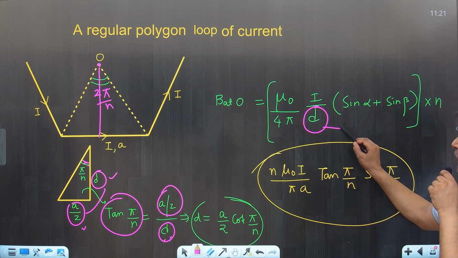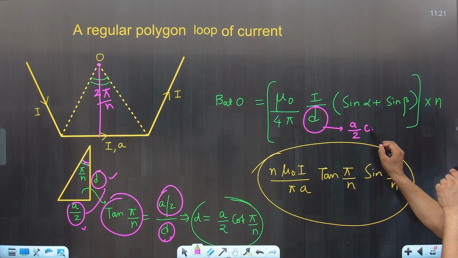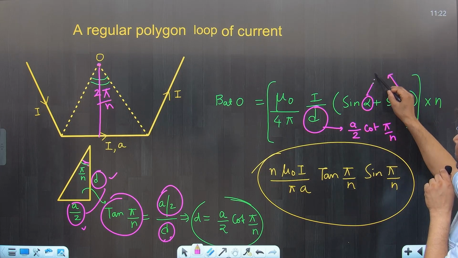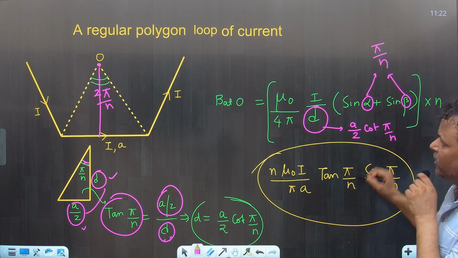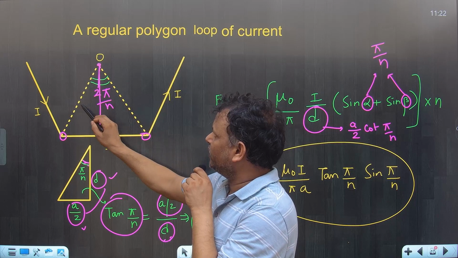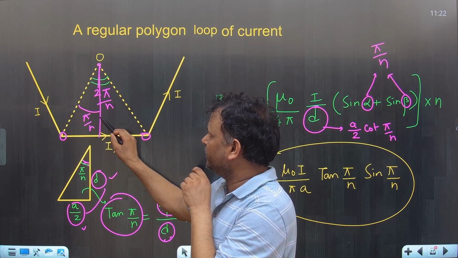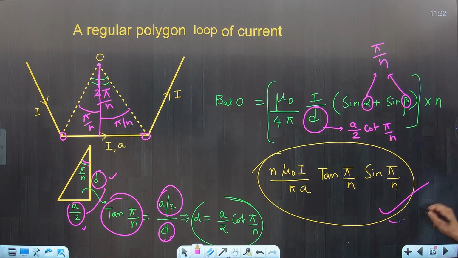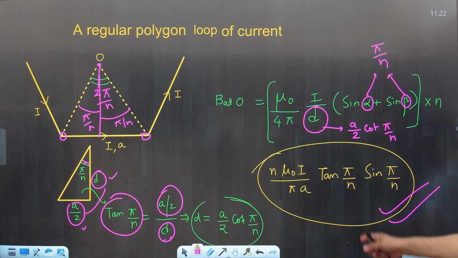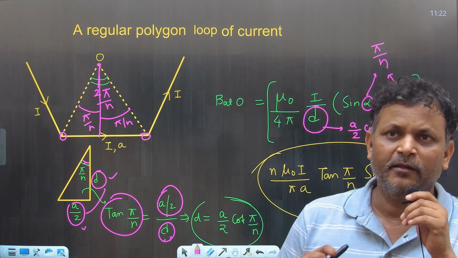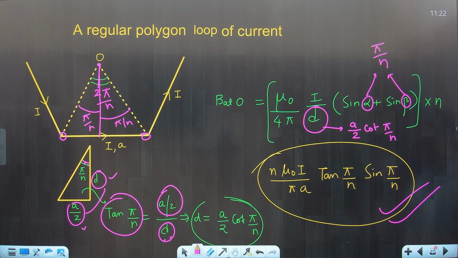In place of d, you will write a by 2 cot of pi by n. And in place of alpha and beta, you will write pi by n, because alpha and beta are the angle made by end points with the perpendicular, and that is pi by n, and this is pi by n. So this is the result. This is the magnetic field at center O due to a polygon having side A, and you want to find the magnetic field at point O.